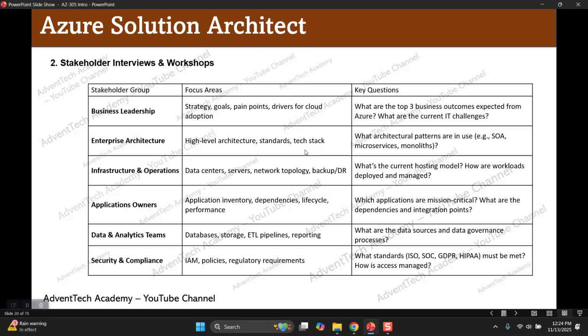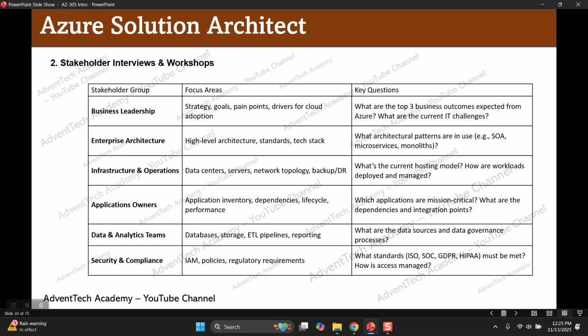So we have to ask some key questions, like what architecture patterns are in use, like SOA, microservices or monolithic. As a solution architect, we need to collect information regarding the infrastructure and operations, like data center, servers, network topology, backup, DR. See, these are the focus areas in infrastructure and operations.